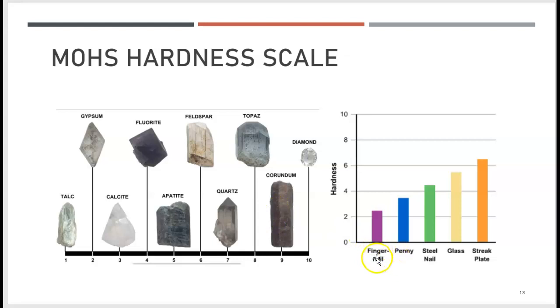We also know a fingernail is over a 2 on the scale. So a fingernail could scratch gypsum, but a fingernail couldn't make a scratch on calcite. And the same is true for pennies, steel, glass, and a streak plate. We have these comparison tools that we use to determine hardness.